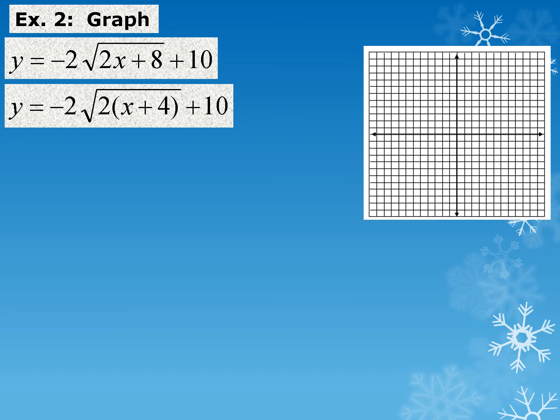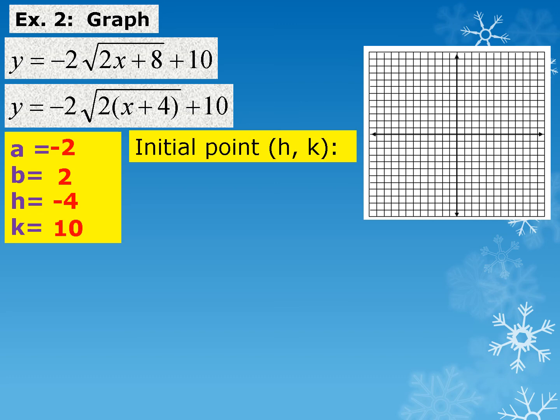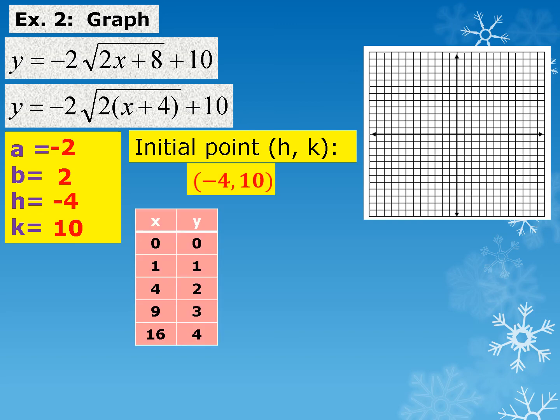So when I factor the b out, I get negative 2 times the square root of 2 times x plus 4, plus 10. So our a value is negative 2, our b value is positive 2, our h value is negative 4. Ooh, be careful, opposite day, so it's negative 4, and then my k value is 10. If I wanted to find the initial point, remember that's (h, k), so it's just (-4, 10).